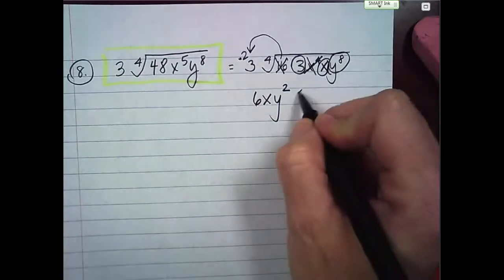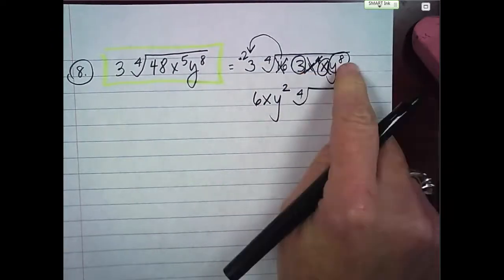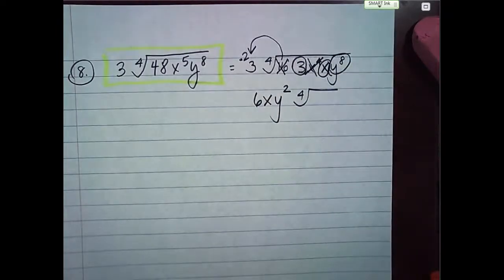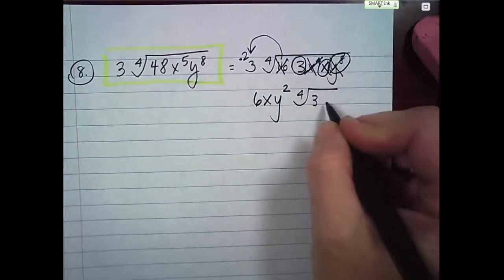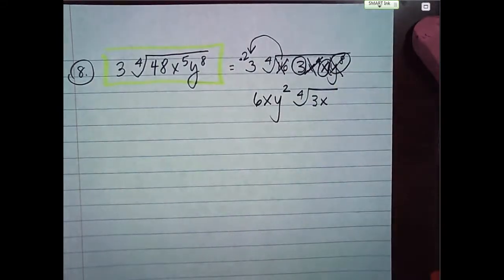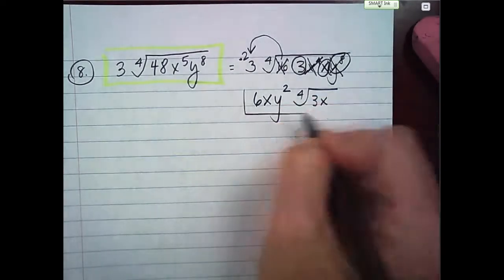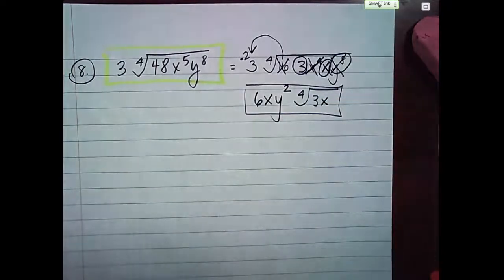Now then, write what's left inside. Be sure to circle what's inside, because you'll accidentally scan over and forget something. So then 3x is what's left. Okay, so we're done simplifying, right?